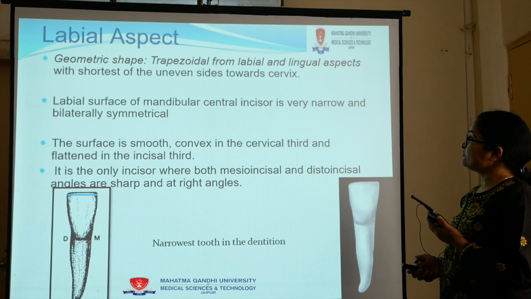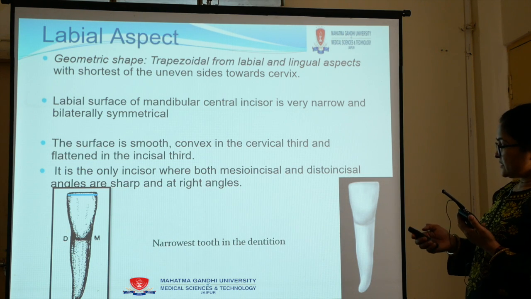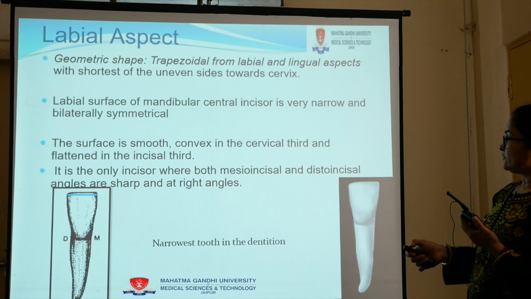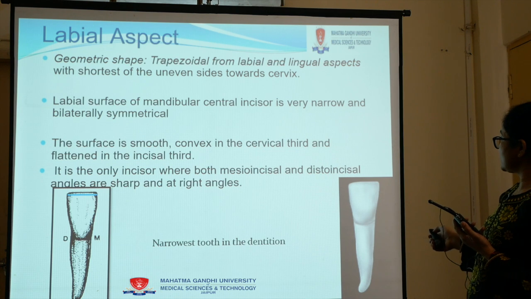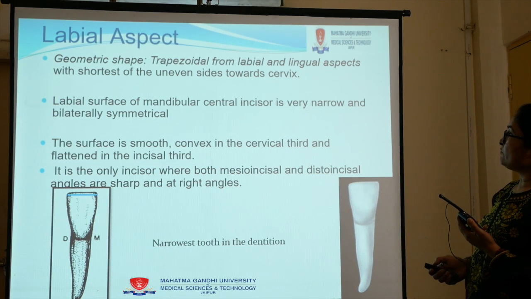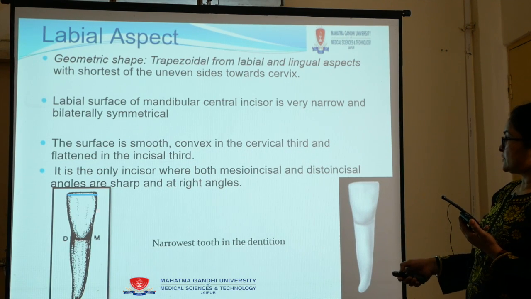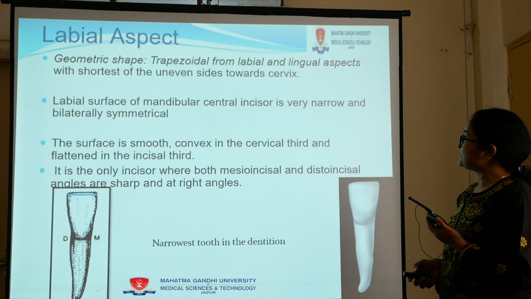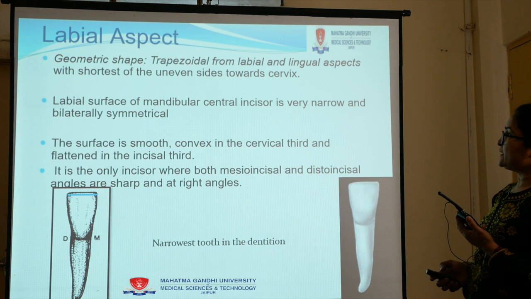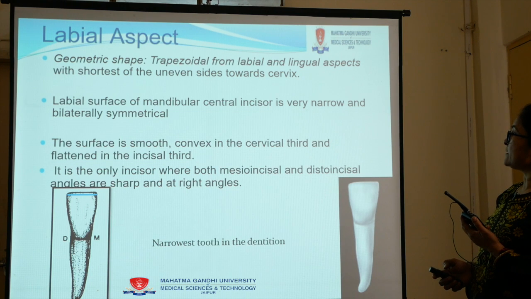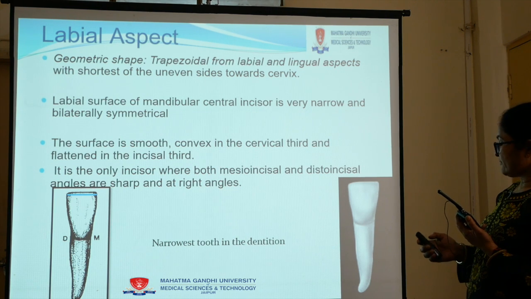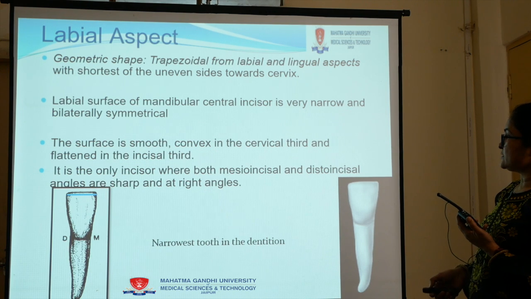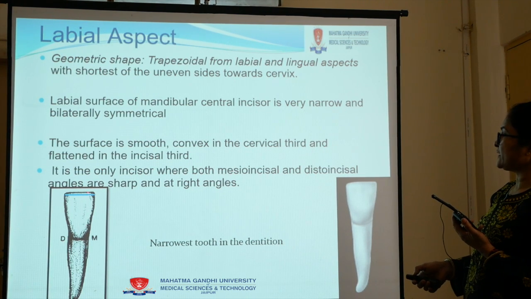Now the different aspects. First is the labial aspect. As we see in this diagram, the outline of the crown is trapezoidal in shape. From both the labial and lingual aspects, the shortest of the uneven sides is presented towards the cervical. So this is the shorter side, which is present towards the cervical. The labial surface of the mandibular central incisor is very narrow and bilaterally symmetrical. The surface is comparatively smooth. It is convex in the cervical third, whereas it is flattened in the incisal third. So it is convex here and flattened in the incisal third.